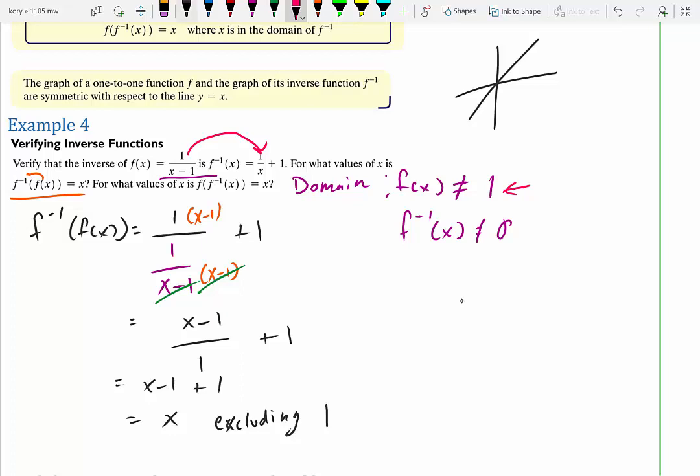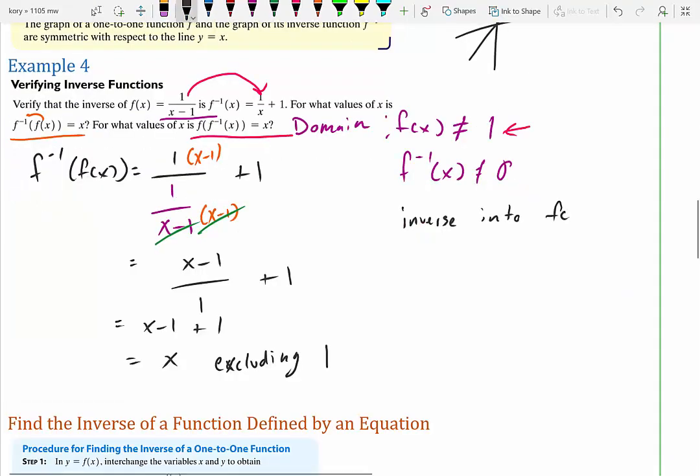So for the second one, maybe you see it, maybe you don't. I'll point it out to you. It's right here. So the second one, we're plugging the inverse into f of x. So go ahead and plug the inverse into f of x and let me know what it has to exclude.